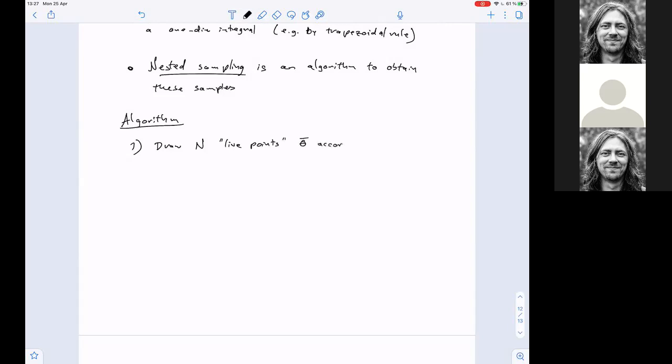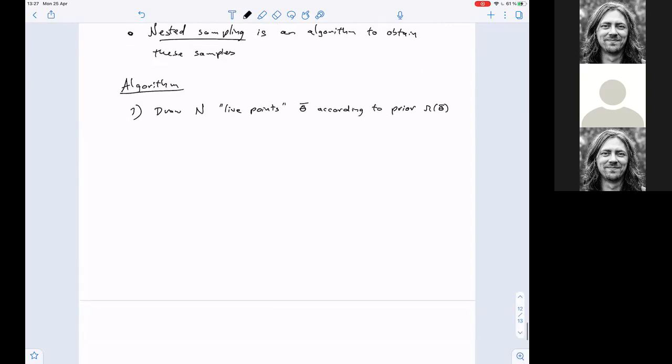And you draw these according to your chosen prior. Officially you draw them according to your joint prior over this many-dimensional parameter space, but very often in practice your joint prior is just a product of one-dimensional priors. So you draw a set of live points, and you evaluate the likelihood at each live point.